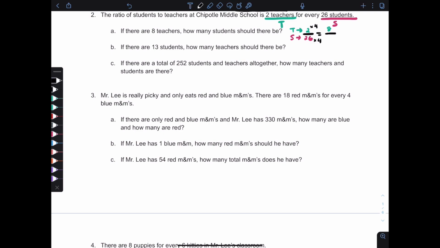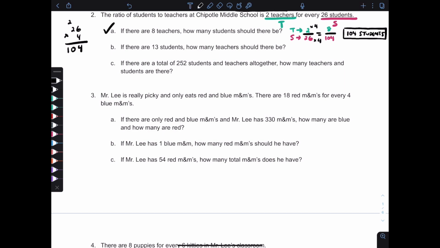Now for 26 times 4, I'll do that in my head, but I can also just write it out in case it's helpful for anybody to see. That's going to be 24, and then 104. So if there were 8 teachers, we know that there are 104 students. That'll be our answer, 104 students. Cool, that is good to go. All right, part A is now done.